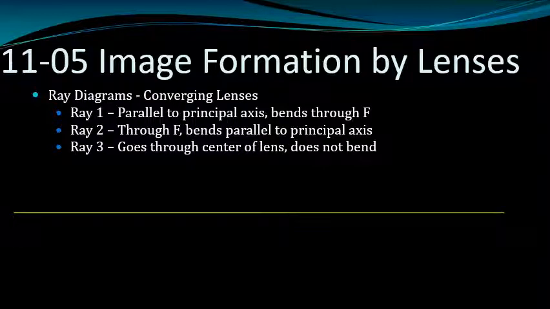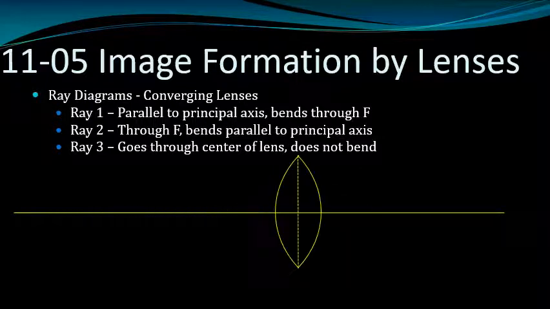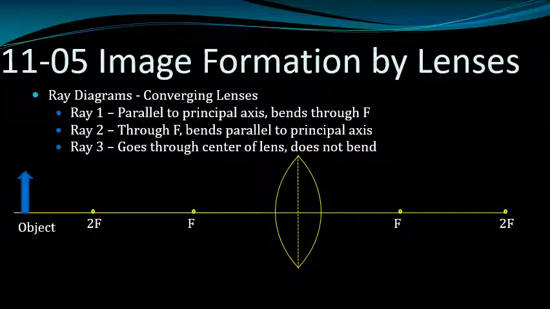For example, here's what we call the principal axis. That's my lens. It is right centered on the principal axis. The principal axis goes to the center of the lens. Those are my focal points. You have one on each side of the lens. And then I have a point that's twice the distance of the focal point. And I have some object. I'm going to use an arrow.